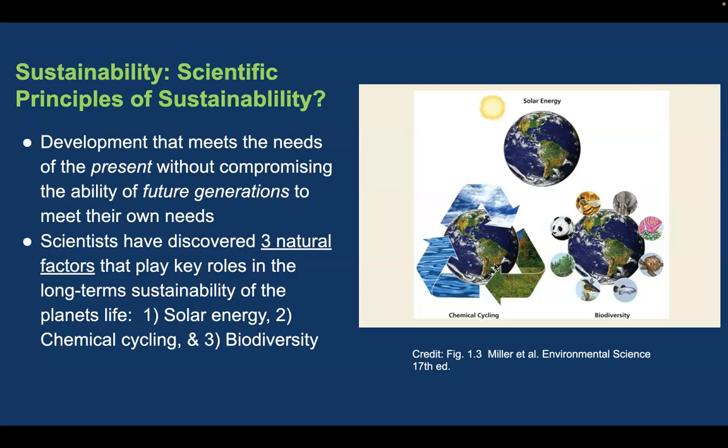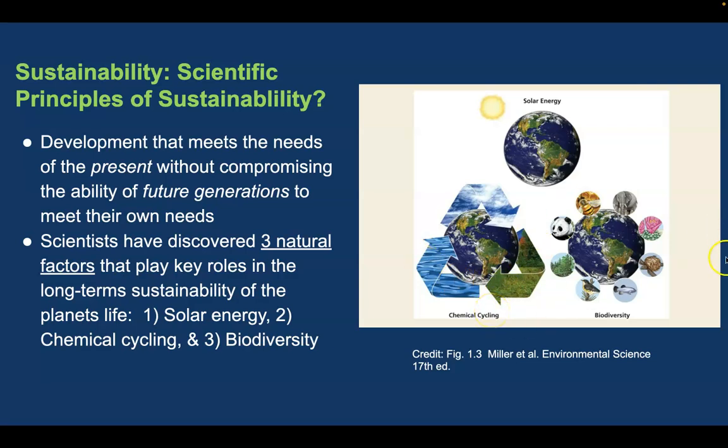Obviously, humans are changing the way this chemical cycling happens, especially with very important chemicals like carbon. Carbon is an important chemical for chemical cycling. Nitrogen is an important chemical for chemical cycling. And so obviously humans are now impacting and changing that chemical cycling pathway.